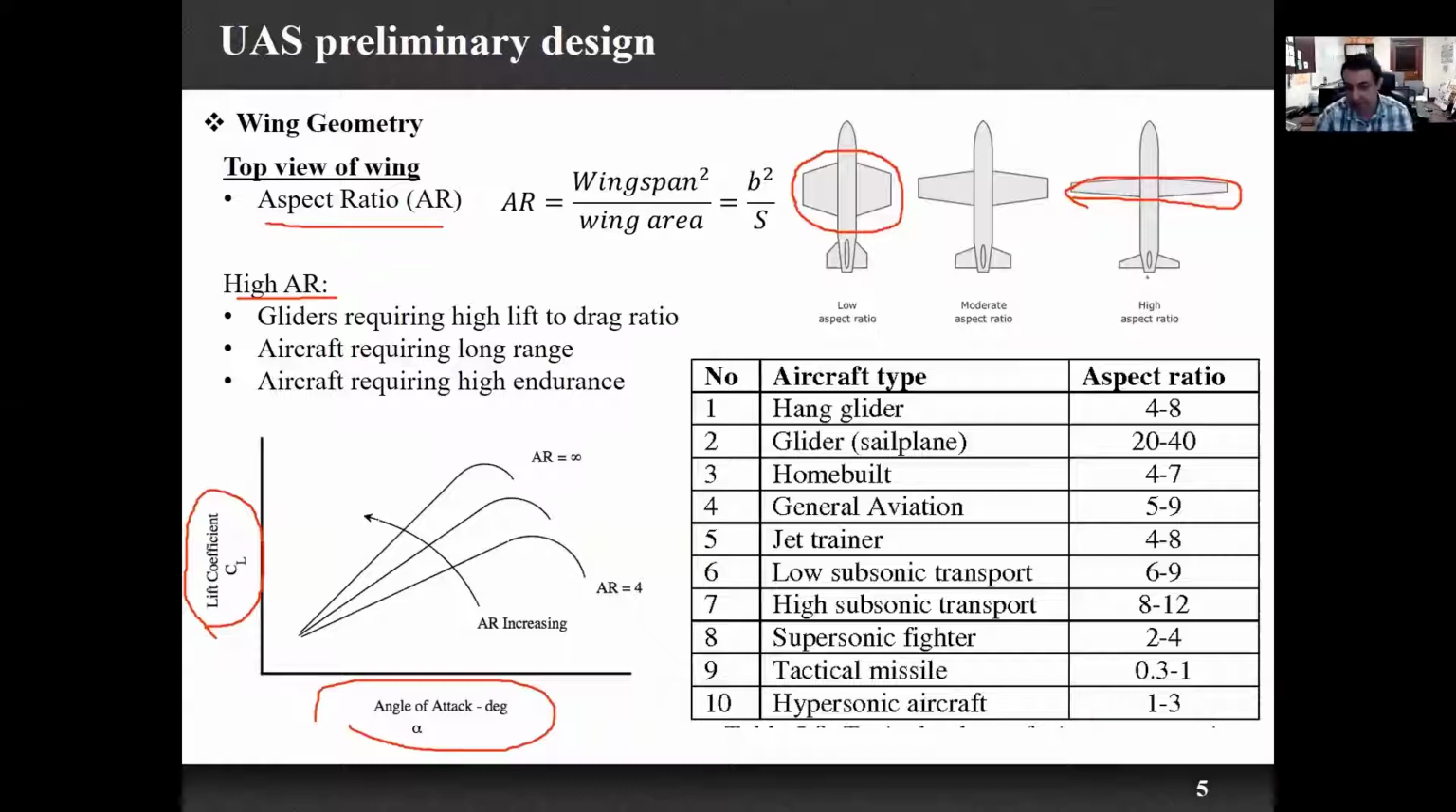This is the main reason that for supersonic or hypersonic aircraft, the aspect ratio is less than for subsonic airplanes, which fly at a lower speed, or compared to general aviation, or for example, compared to a glider or hang glider. So this is the difference between different types of airplanes. They are supposed to do different types of missions, and this parameter of the wing geometry is changing.